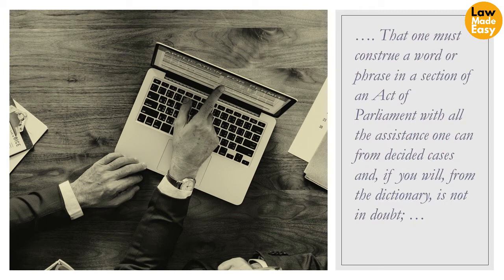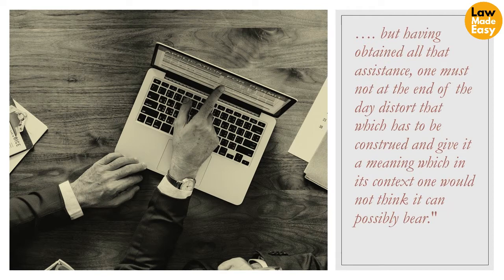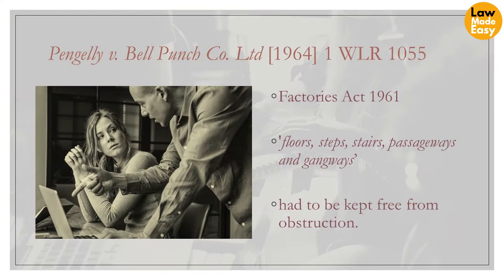Stamp J then goes on to state that one must construe a word or phrase in a section of an Act of Parliament with all the assistance one can from decided cases, and if you will, from the dictionary, is not in doubt. But having obtained all that assistance, one must not at the end of the day distort that which has to be construed and give it a meaning which in its context one would not think it can possibly bear. Let's look at the example of a case in which this rule was applied.